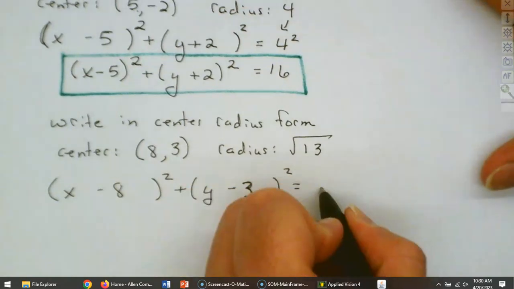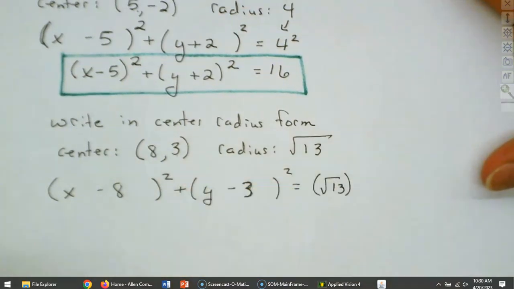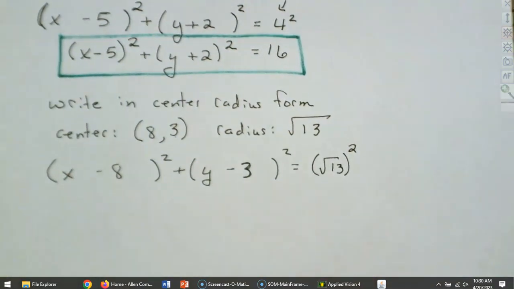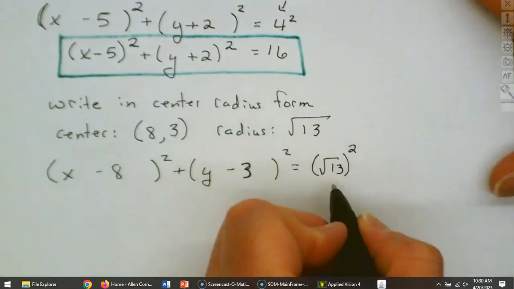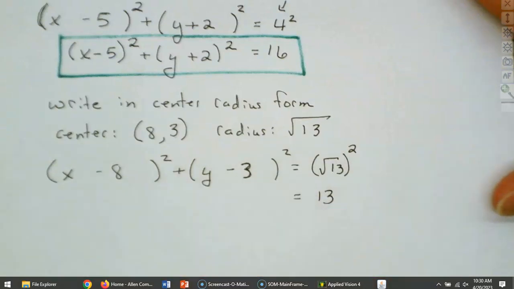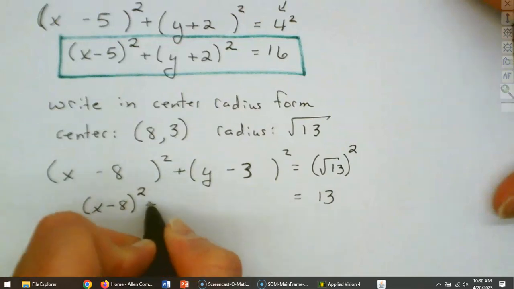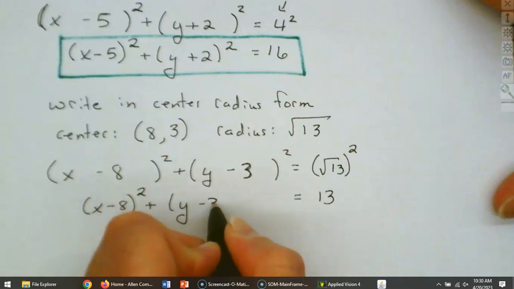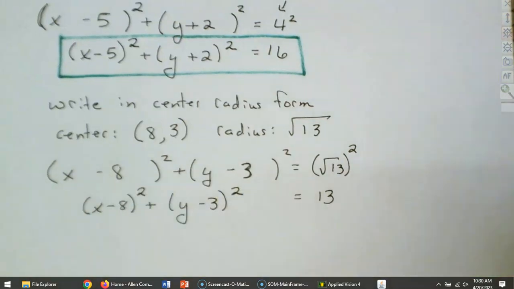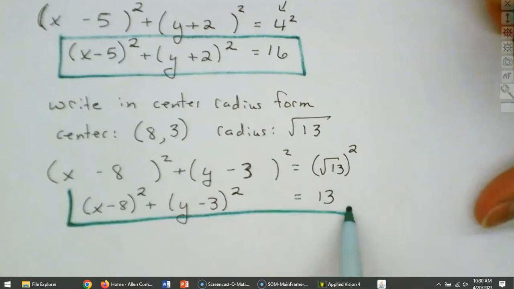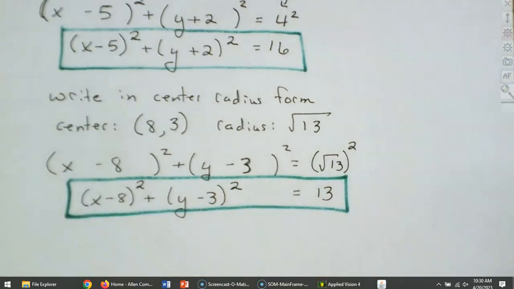Now, what about the square root of 13? Well, the square root of 13, we still have to square it. And we've talked about this numerous times. What happens when I square a square root? They are opposite. They cancel out. So that is then 13 on the right-hand side. And we've got x minus 8, quantity squared, plus y minus 3, quantity squared. That now equals your 13. Very important, though. What did I do? Switched my signs.